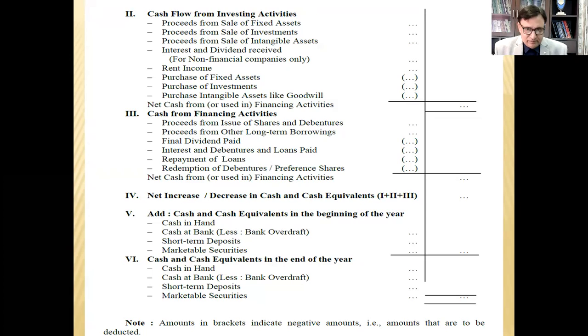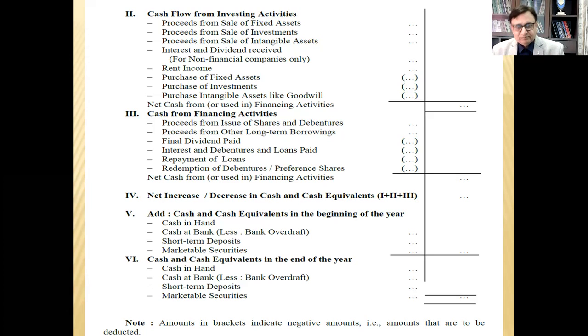Similarly, the third part will be prepared regarding the cash from financing activities. Here also we'll be following the direct method: proceeds from the issue of debentures and shares, proceeds from other long-term borrowings, final dividend, interest on debentures and loan paid, repayment of loans, redemption of debentures and preference shares. The amounts which are shown in brackets, for example final dividend paid, are outflows. Interest on debentures and loan paid is an outflow, repayment of loan is an outflow, redemption of debentures and preference shares is an outflow.